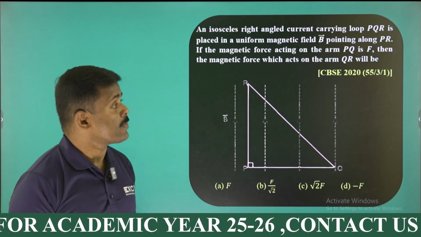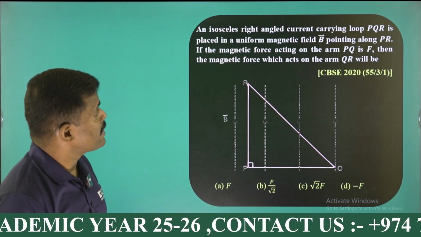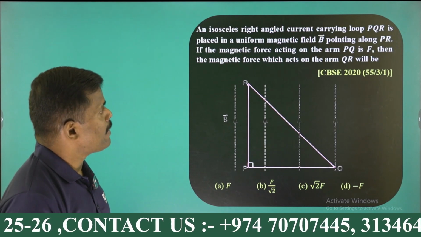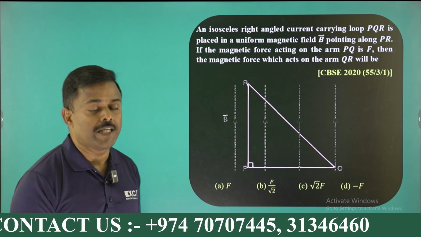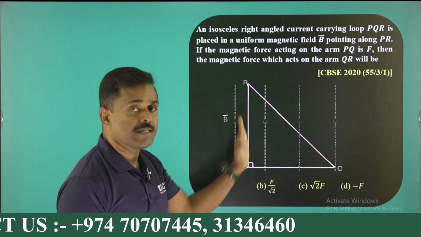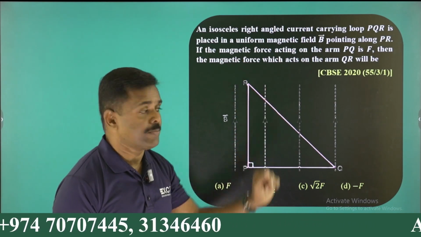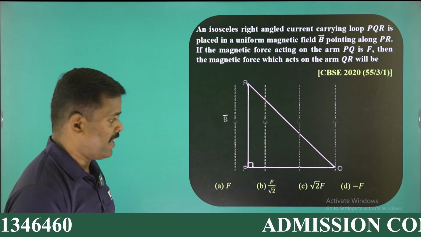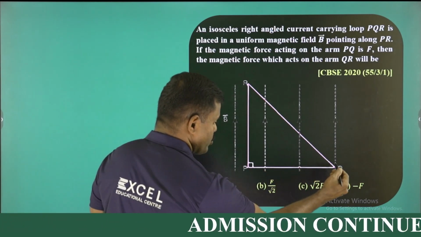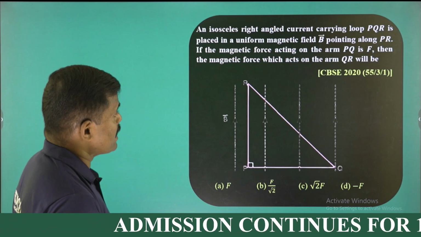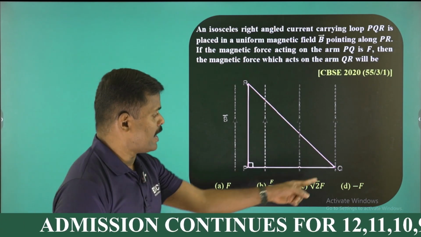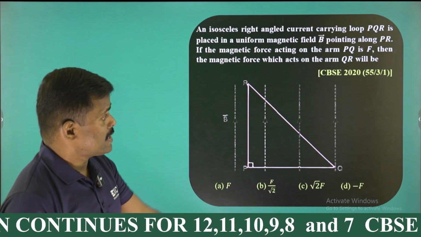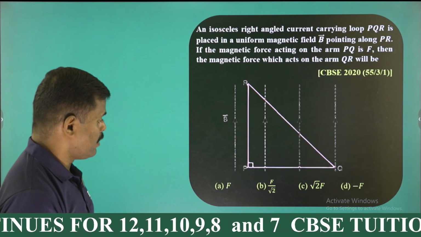So let's look at the next question now. An isosceles right angle current carrying loop PQR is placed in a uniform magnetic field B pointing along PR. So the magnetic field lines are along the upward direction. If the magnetic force acting on the arm PQ is F, then the magnetic force which acts on the arm QR will be? You have to find the force on this arm. It's a CBSE 2020 paper question. I'll tell you how to do this.